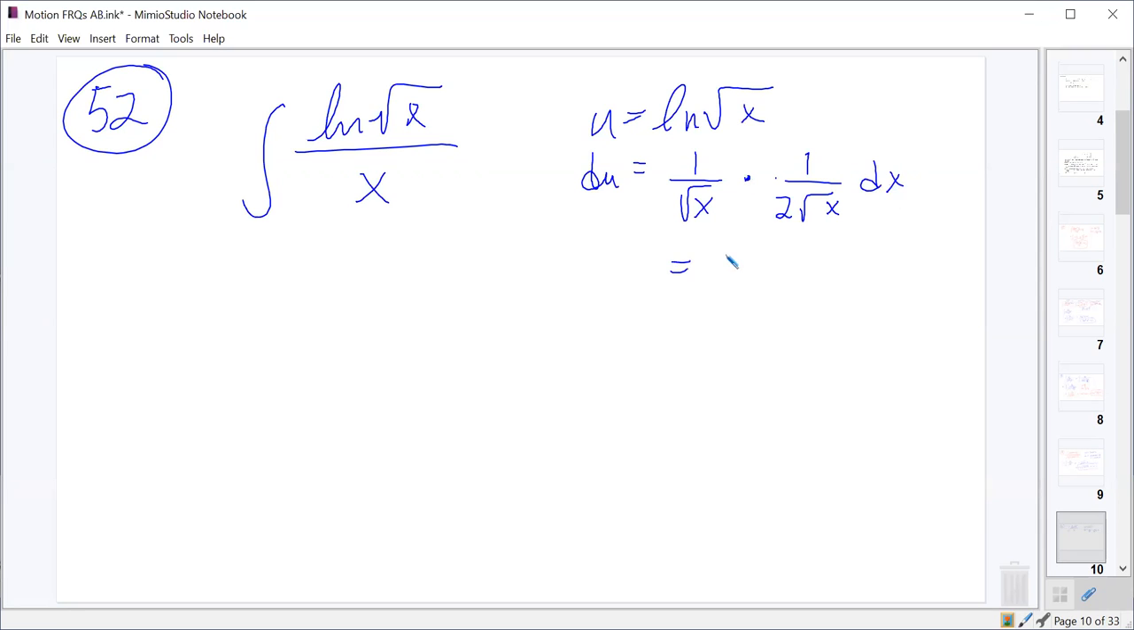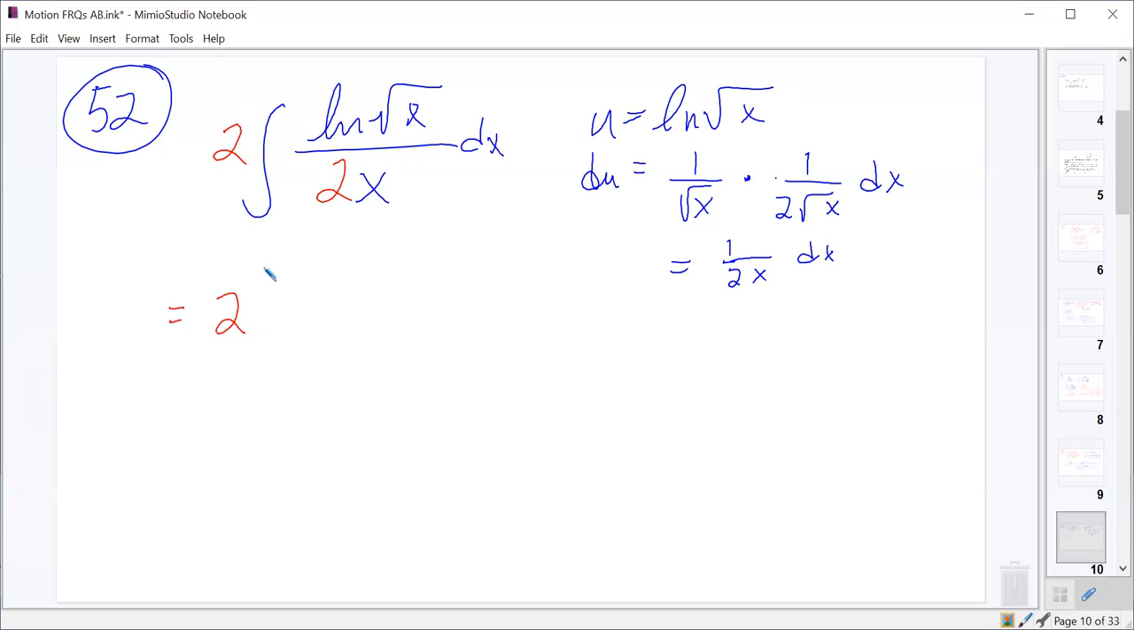Well, what is that if you simplify it? That's 1 over 2x dx. Do I have 1 over 2x? No, but I have 1 over x, don't I? So I could just put a 2 down there. If I put a 2 in the denominator, I need to multiply by 2 also. Everyone agree with that?